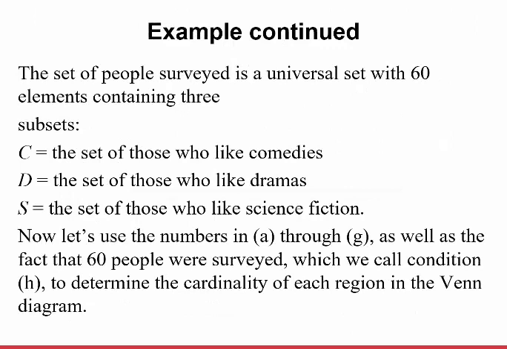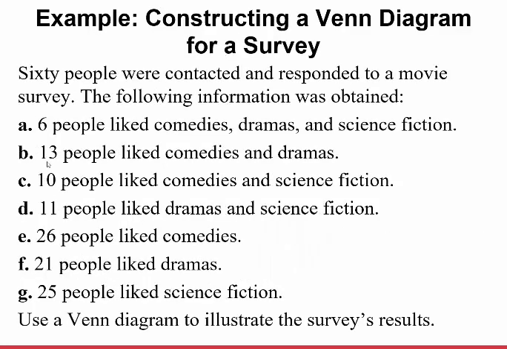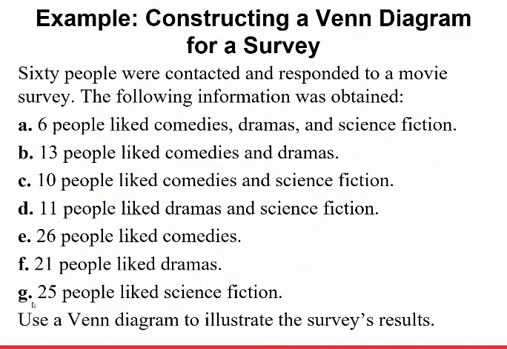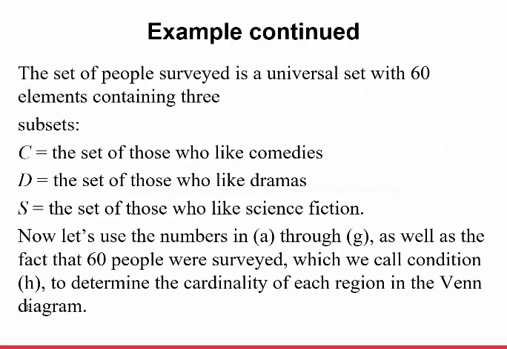The set of people surveyed is a universal set with 60 elements, and it has 3 subsets. I'm going to let subset C be the set of people who like comedy, D be the set of those who like dramas, and S be the set of those who like science fiction. Now let's use the numbers in parts A through G, as well as the fact that 60 people were surveyed, which we call condition H, to determine the cardinality of each region in the Venn diagram.